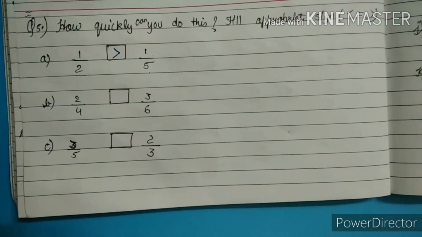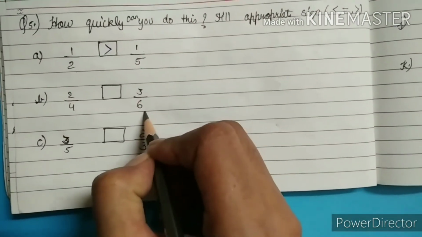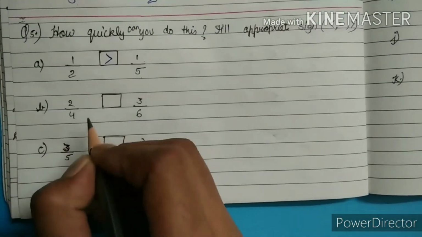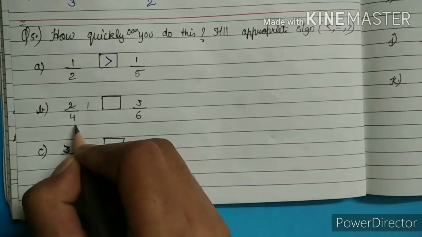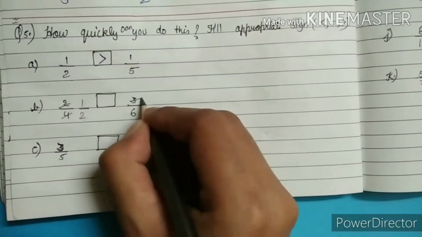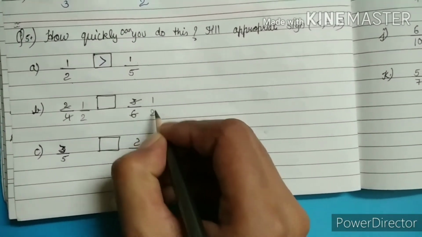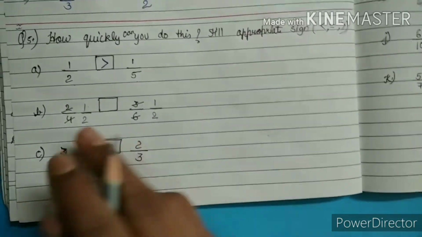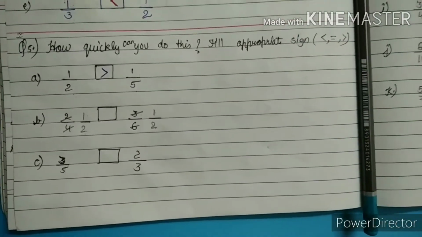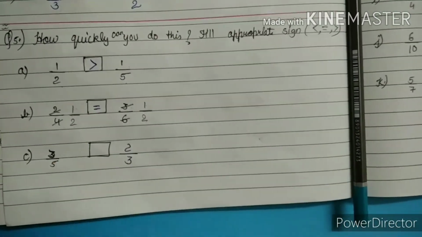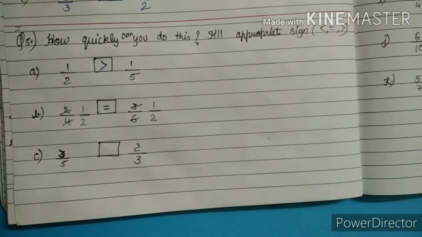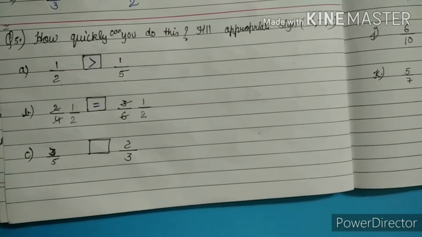Now B is 2 by 4 and 3 by 6. You can see they are not in the simplest form. So we will convert them into the simplest form. 2 1s are 2, 2 2s are 4. So it will become 1 by 2. Here also 3 1s are 3, 3 2s are 6. So it will become 1 by 2. It means 2 by 4 and 3 by 6 have the same simplest form. That means they both are equal.